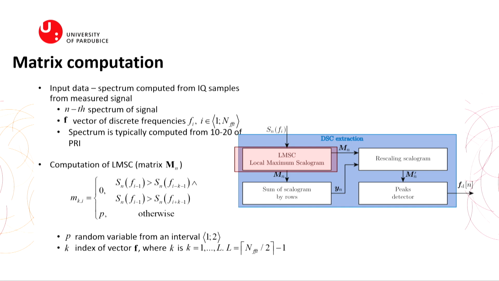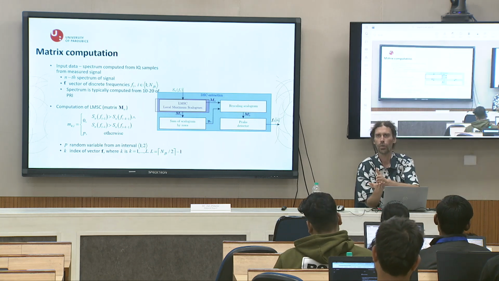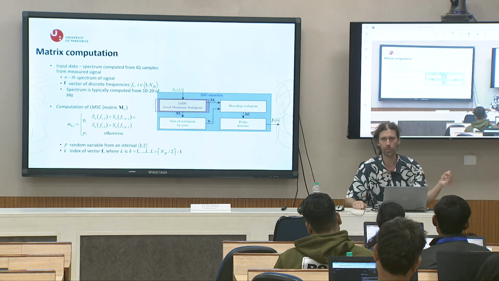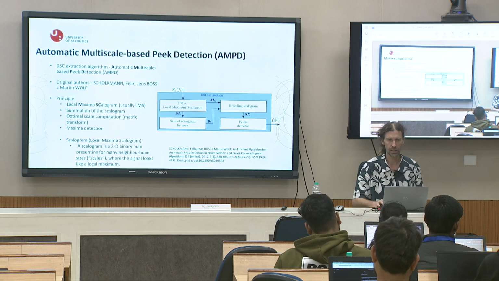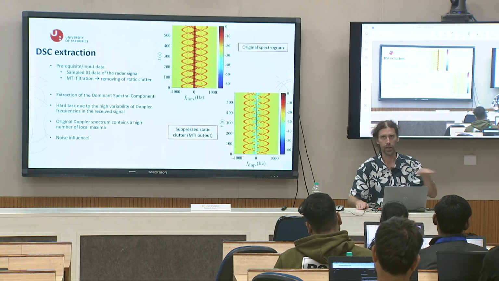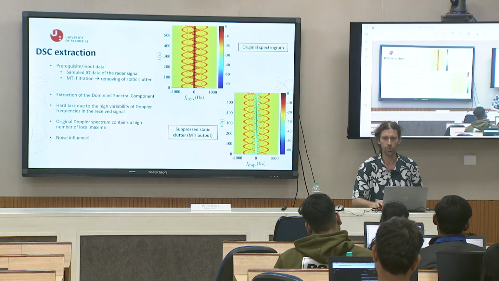The input data to this algorithm, as you can see on the picture, is a spectrum computed from IQ samples of the measured signal, so it is an individual spectrum. I compute individual spectra in slow time and just feed them to this algorithm, one by one. It is like an individual cut in Doppler, and you just feed it and you want to locate these 3 maxima.